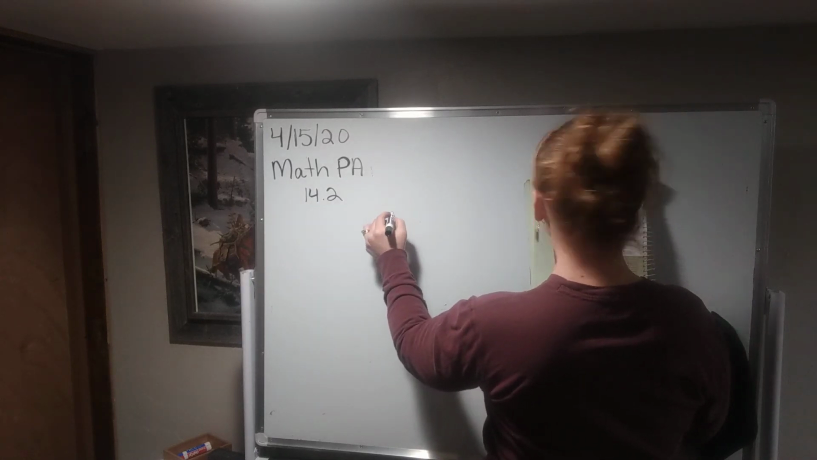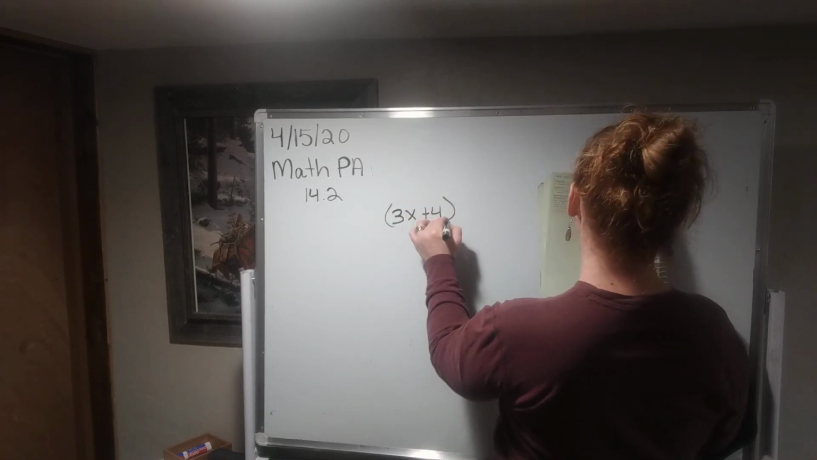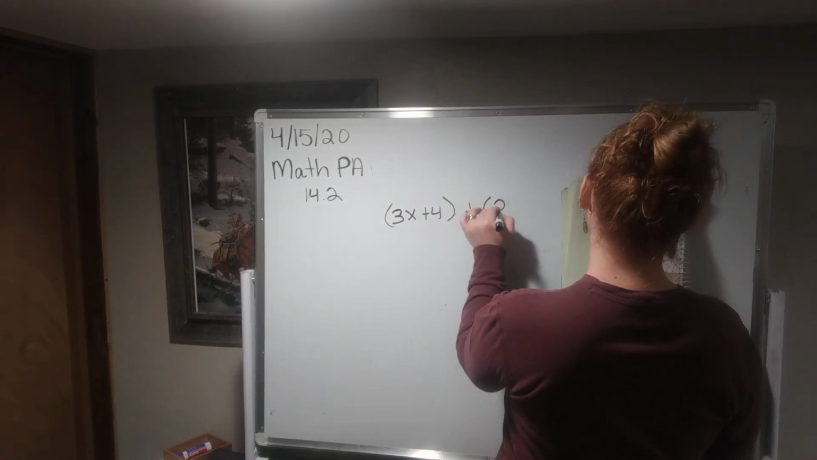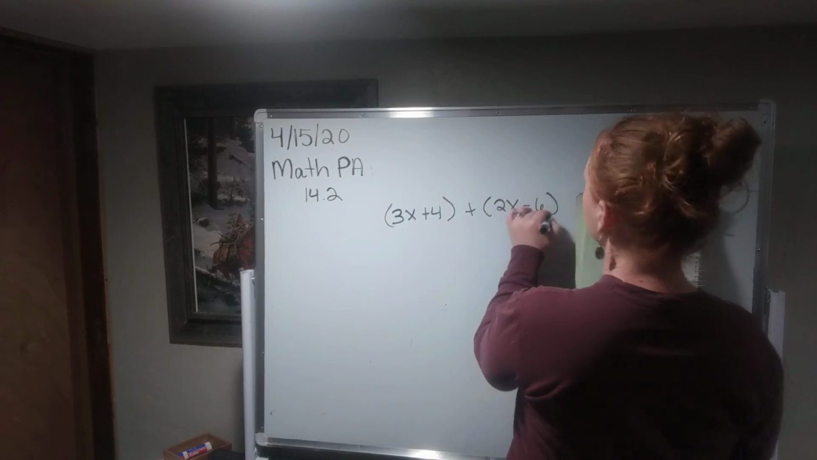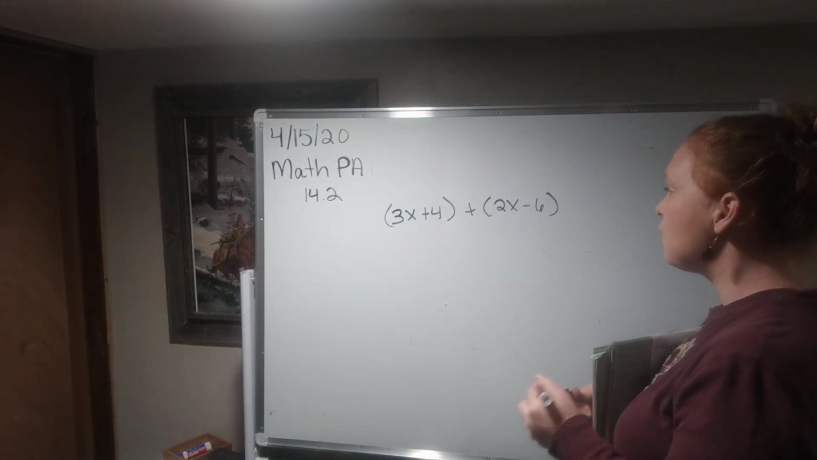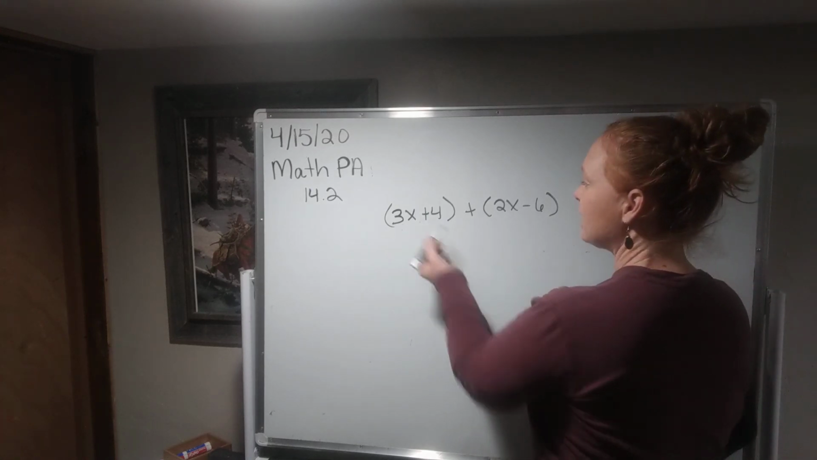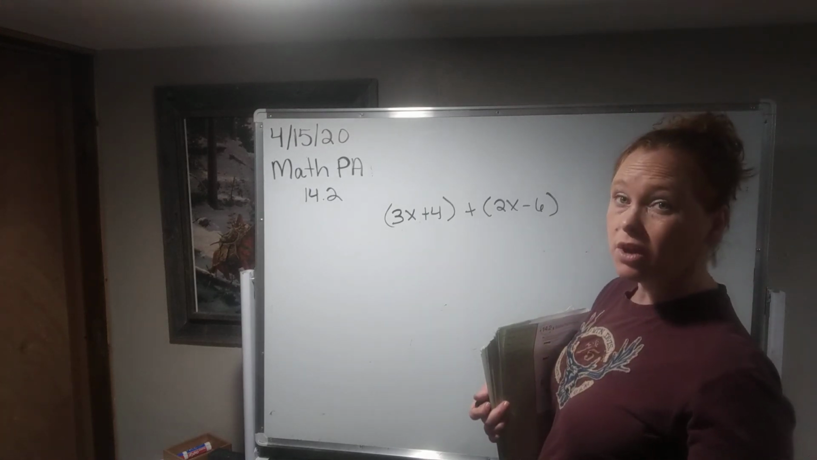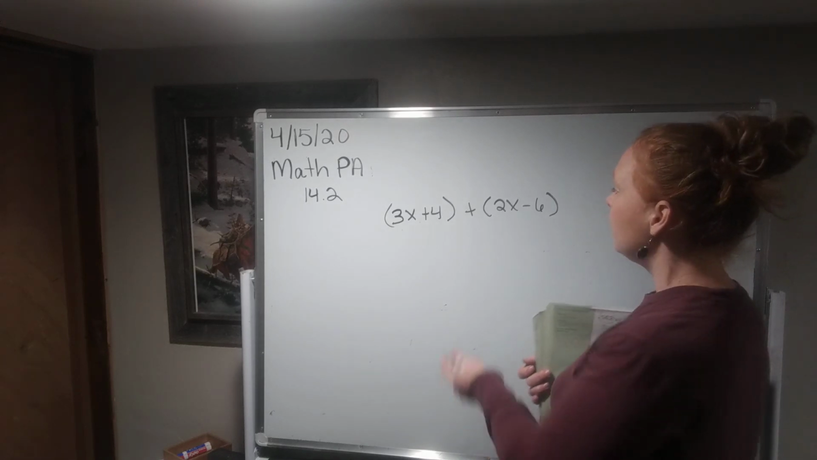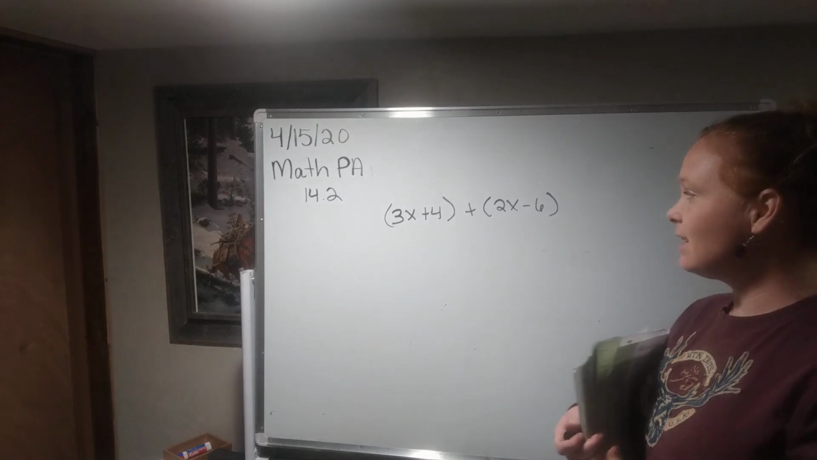Let's start with example 1, which is 3x plus 4, and it's in parentheses, plus 2x minus 6. So the first thing we have to deal with are our parentheses. Okay, so can I add 3x and 4? No, because they're not like terms, and you've learned that. Here, can I add 2x minus 6? No. So I'm kind of at a standstill.